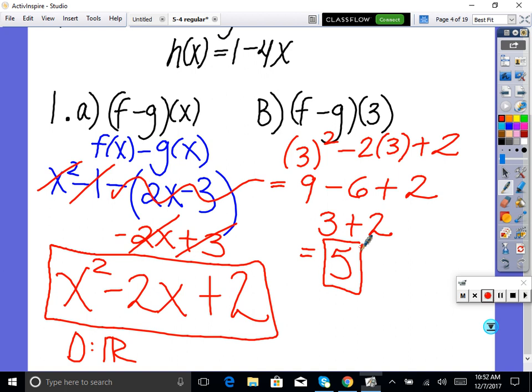Now, people always ask me, what about domain here? Well, we're not talking domain because there's not a variable. We're calculating what's the function at 3. Does that make sense? There's not a domain. Not a function, it's a value.